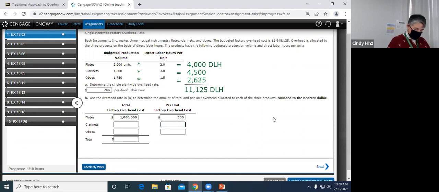Go ahead and do that for the clarinets and the oboes. Oh, it says round to the nearest dollar. Since it says round to the nearest dollar, I put the per unit at 398. Then I'm going to base the total on the 397.50 that it actually is, so we don't end up with a rounding error.